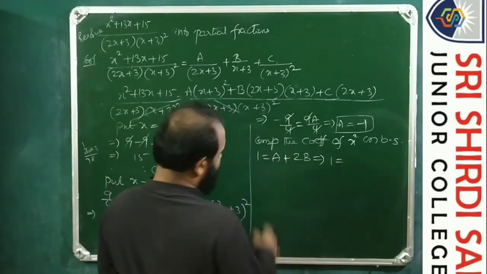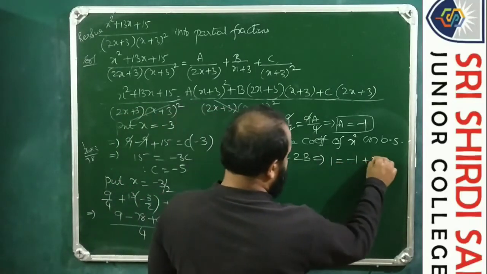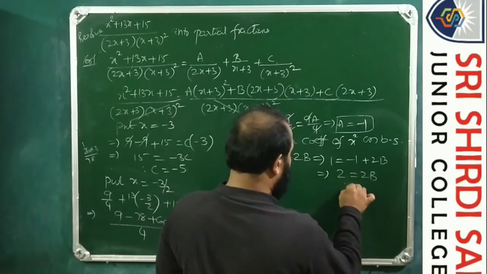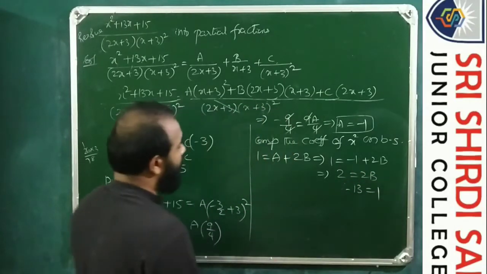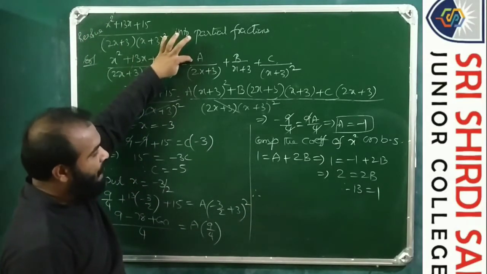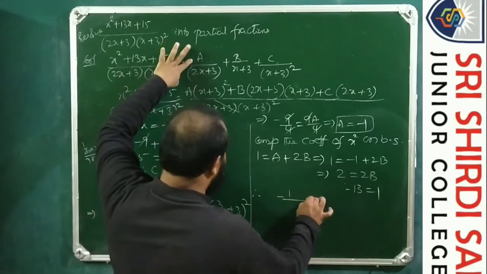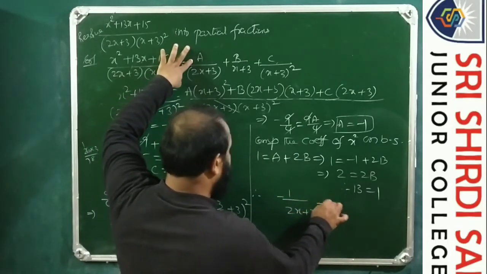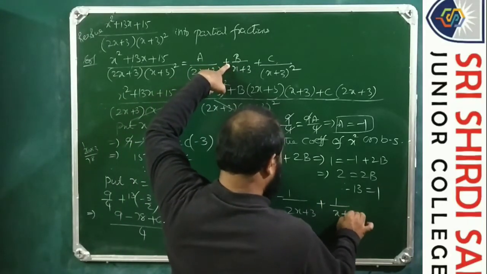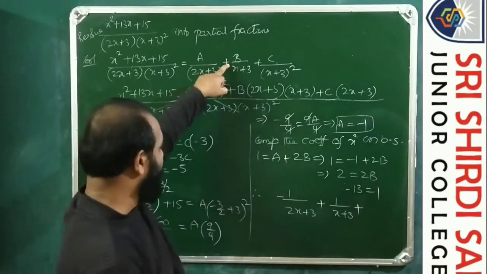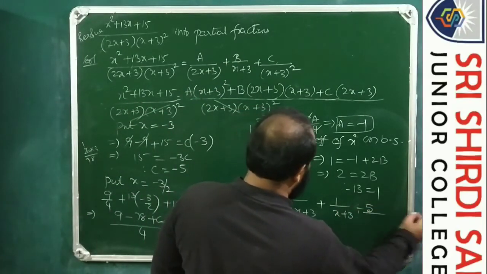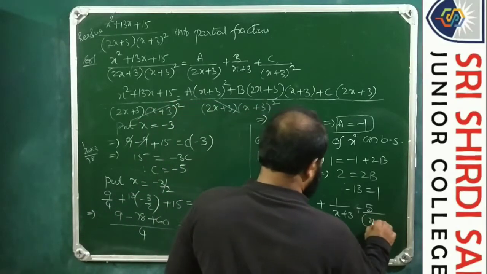So from this, 1 is equal to the value of A, which is minus 1, plus 2b. So 2 is equal to 2b. Therefore b is equal to 1. Therefore the final partial fractions for this: A value is minus 1, so minus 1 by 2x plus 3, plus b value is 1 by x plus 3, plus c value is equal to minus 5. So this is minus 5 by x plus 3 whole square.